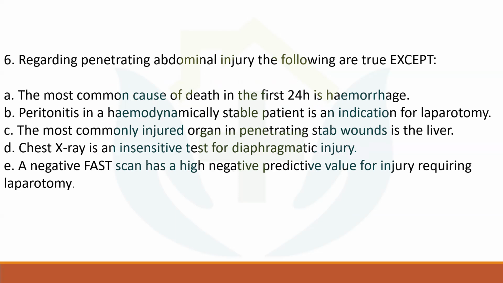Now, regarding penetrating abdominal injury, the following are true except: the most common cause of death in the first 24 hours is hemorrhage. Peritonitis in a hemodynamically stable patient is an indication for laparotomy. The most commonly injured organ in penetrating stab wounds is the liver. Chest X-ray is an insensitive test for diaphragmatic injury, and a negative FAST scan has a high negative predictive value for injury requiring laparotomy. Another tip I want to give in this question is to read this regarding penetrating abdomen: the following are true except.